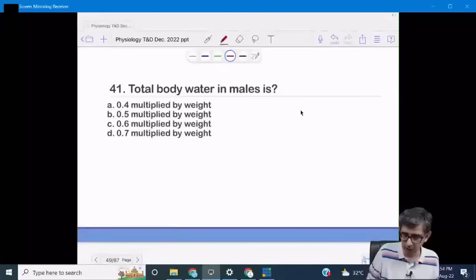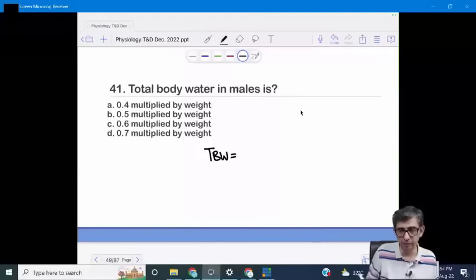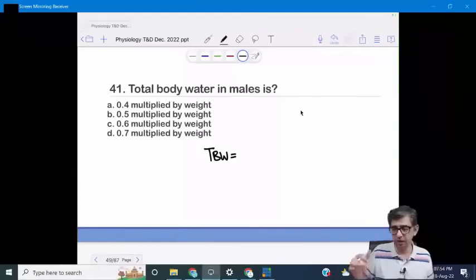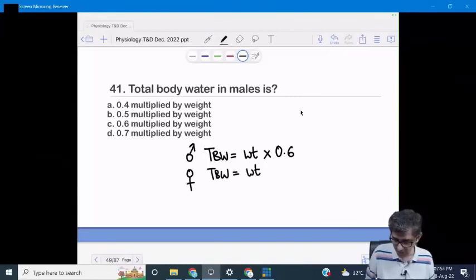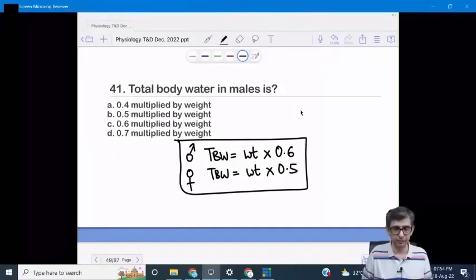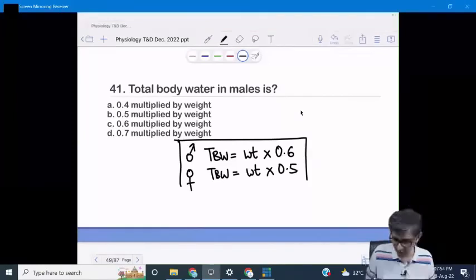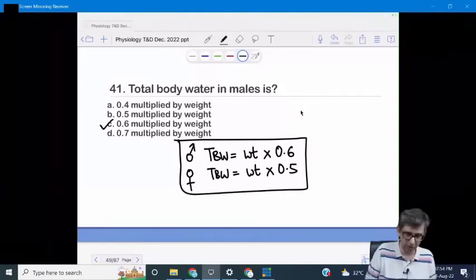Total body water in males. In women, fat in the body is more, and in males, it is water in the body that is more. So to calculate the total body water for a male patient, you have to multiply the weight by a value of 0.6. For a female, the total body water will be the weight multiplied by 0.5. Yes. Answer to question number 41 will be option number C, 0.6 multiplied by weight.